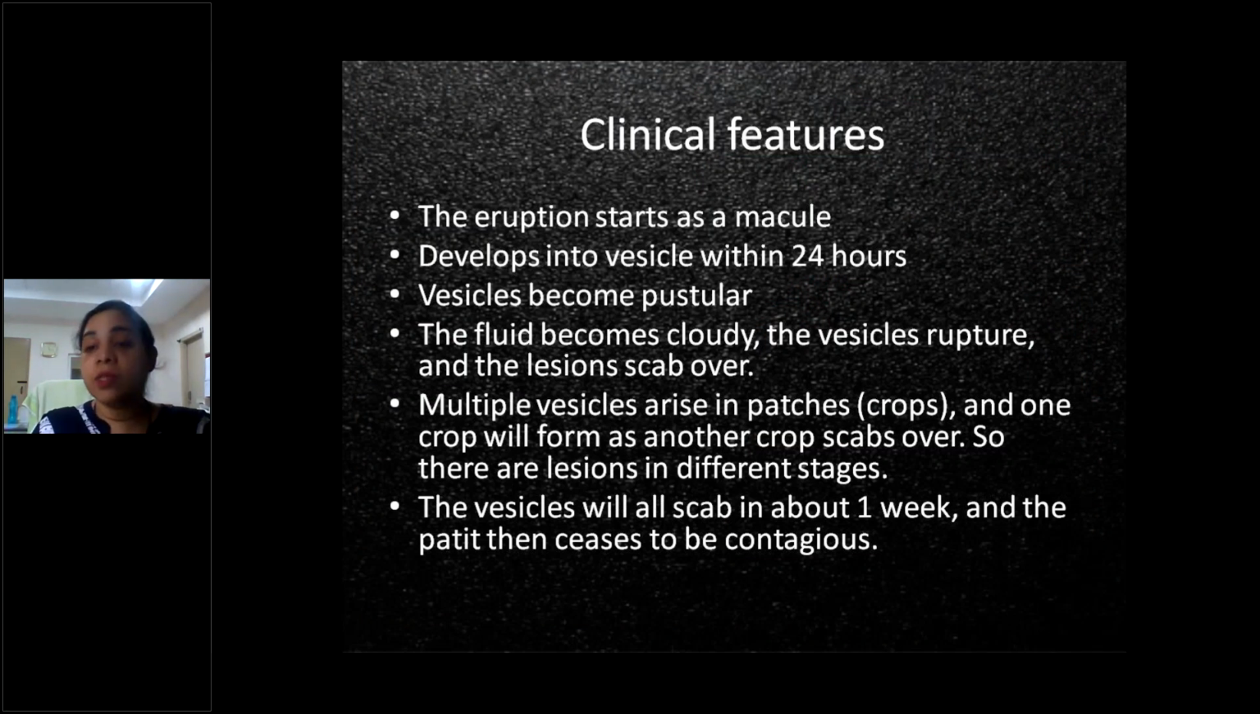Clinical features. How does the eruption start? The eruption first starts as a macule. Then within 24 hours, the macule changes into a vesicle, right? First it starts as a macule, which is not filled with any pus. After 24 hours, it is filled with fluid. Then it is called a vesicle. This fluid becomes pustular, pus forming. Next, the fluid becomes cloudy, the vesicle ruptures and the lesion scabs over. Multiple vesicles arise in patches, and a crop forms as another crop scabs over. Therefore, there are lesions in different stages. The vesicles and scabs usually disappear within 1 week, and the patient then ceases to be contagious.